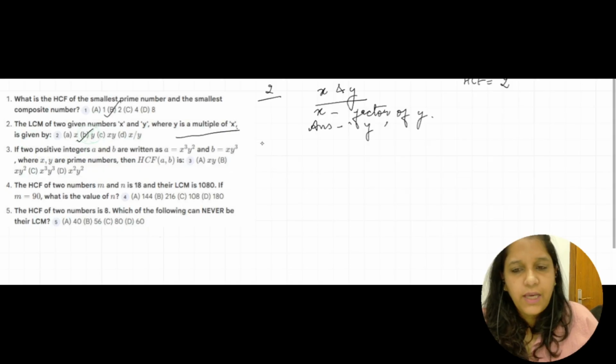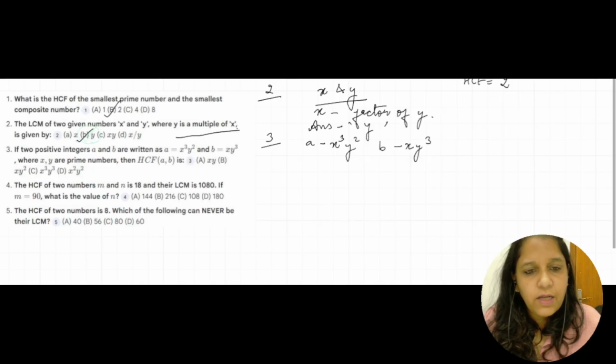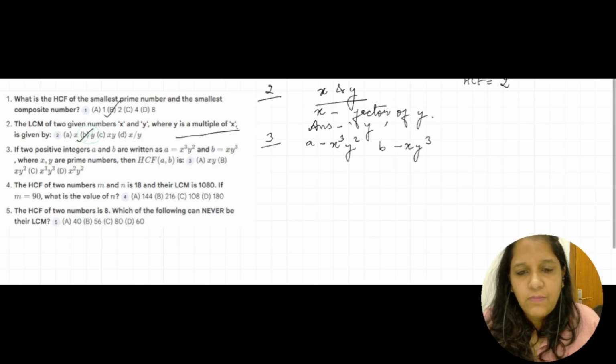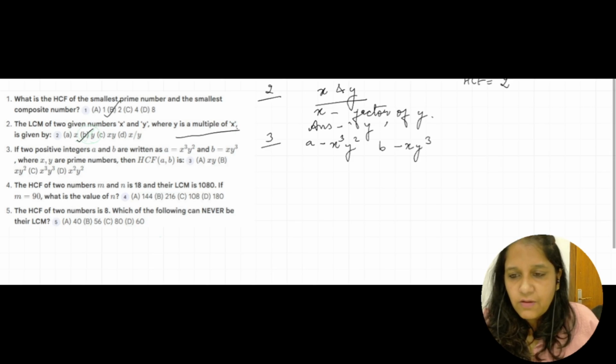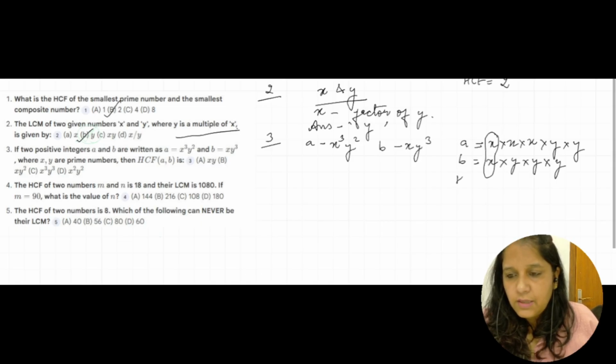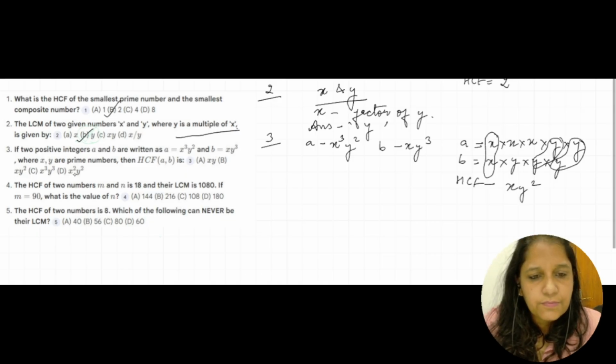If two positive integers a and b are written as a is x cube y square and b is x y cube, where x, y are prime numbers, then we need to find the HCF of a, b. So a is equal to x into x into x into y into y. b is equal to x into y into y into y. Now take the common. HCF will be equal to one x and two y's will be common. So the answer will be x y square. B is the answer.